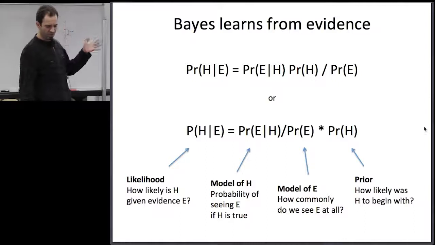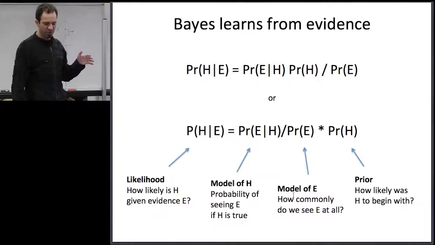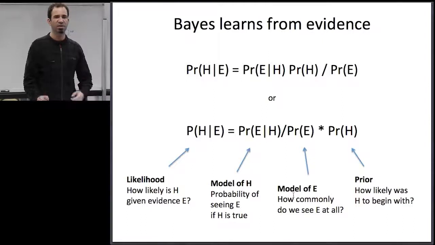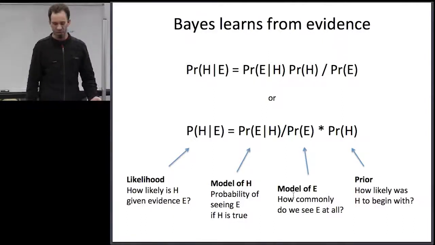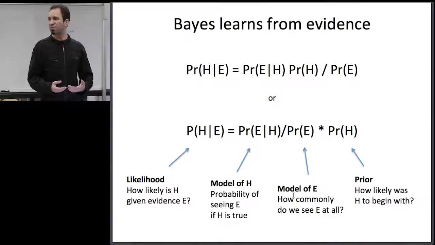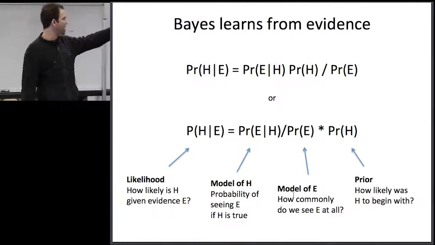It tells you, so there's these things. Prior, how likely is raining to begin with? That's important. This thing is we're going to use the word model. We're going to talk about models in a second. Then, how commonly do we see the evidence? If we see this evidence all the time, then it doesn't tell us a lot. This is this confirmation bias thing, right? So evidence which is rare tells us more than evidence which is common. So that's why we divide it out. Because when probability of E gets high, the probability of hypothesis goes low.